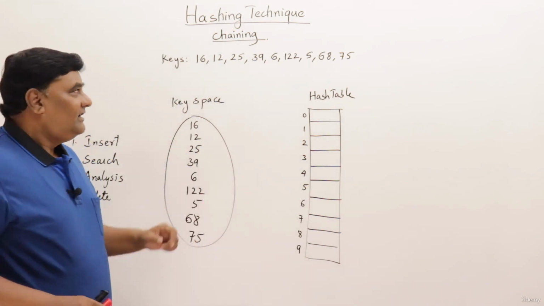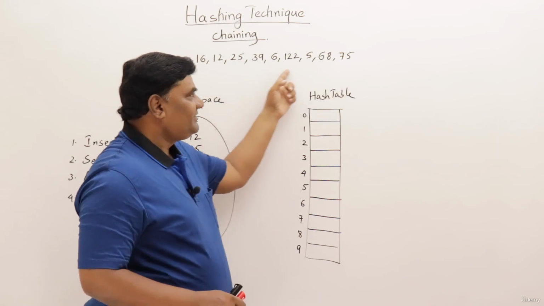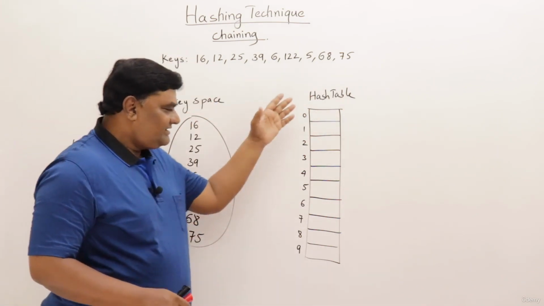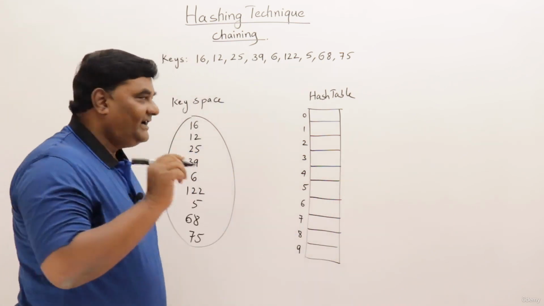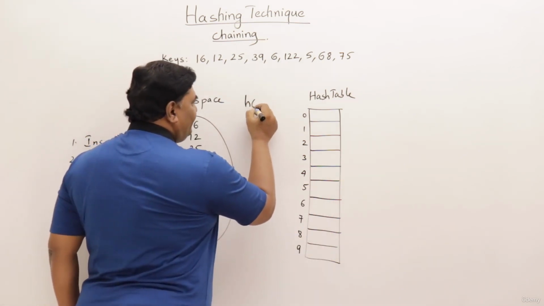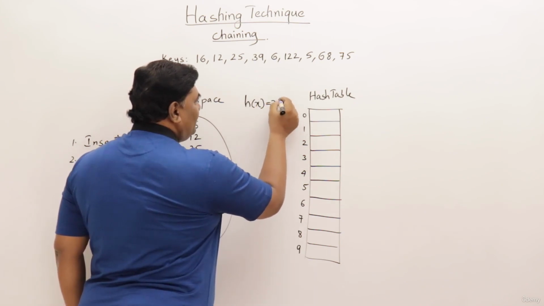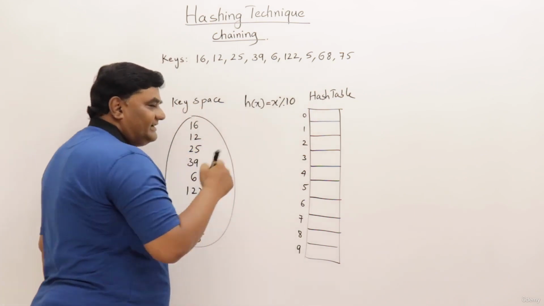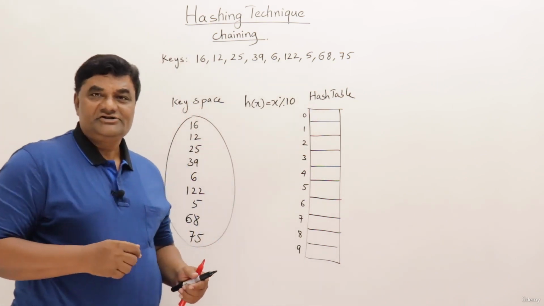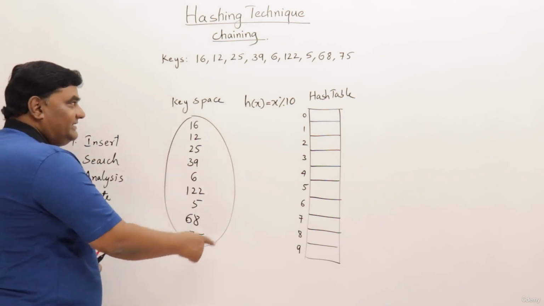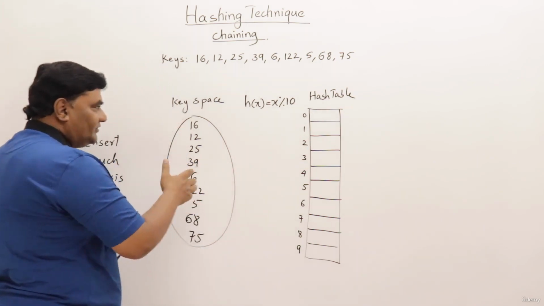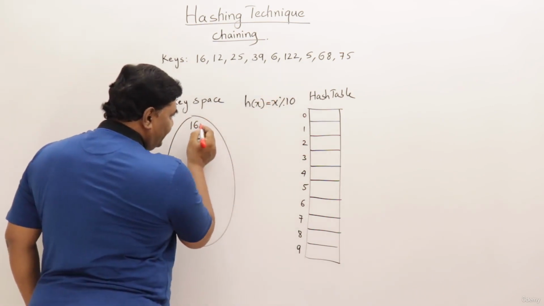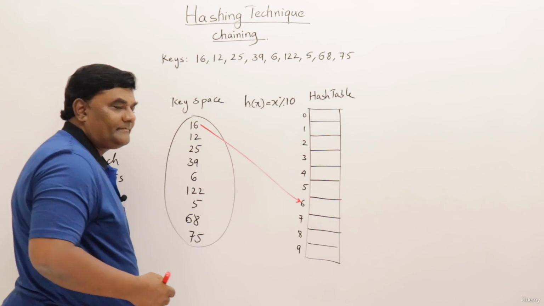So let us start. I already have a set of keys kept here, and those set of keys I have taken in a key space, and the hash table size is 10. So hash function is h of x is x mod size, which is 10. So I will directly write 10 here. That is the size. Now using this hash function, I will insert these keys in the hash table. Let us do it one by one. 16 mod 10 is 6. So it is inserted at this place.